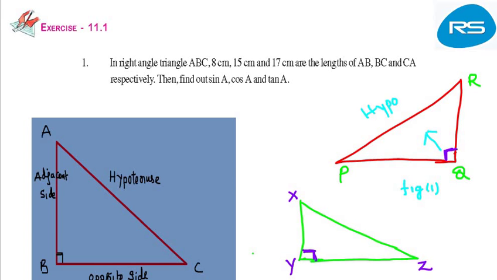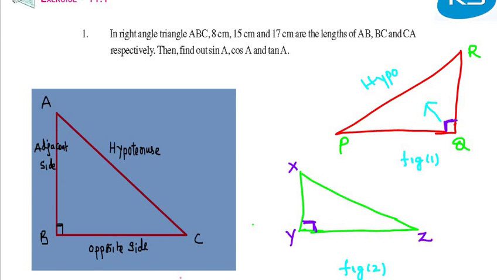In figure 2, the right angle is forming at angle Y. We are seeing that angle Y is 90 degrees. Opposite to that, we have side XZ, that is the hypotenuse. So hypotenuse is as simple as that: opposite to 90 degrees. In other words, it is the biggest side in a right angle triangle, and it is very easy to identify.